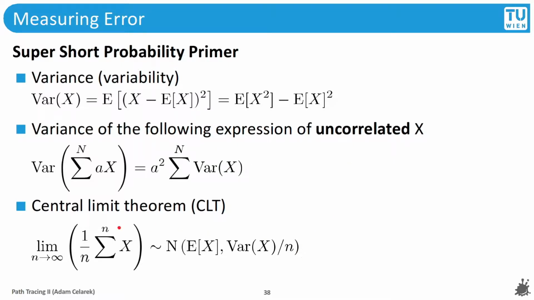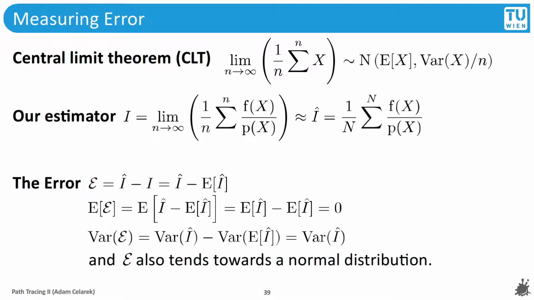Finally, the central limit theorem. It is usually written in a slightly different way, but this form is equivalent and more useful to us. The average of an ever-increasing number of samples of a stochastic variable x tends towards a normal distribution with expectation given here and variance given here. I've put the central limit theorem and our estimator next to each other in here. We see that the estimator is pretty close to the central limit theorem with stochastic variable f over p.